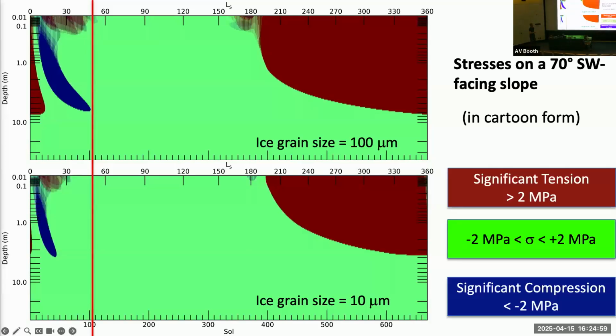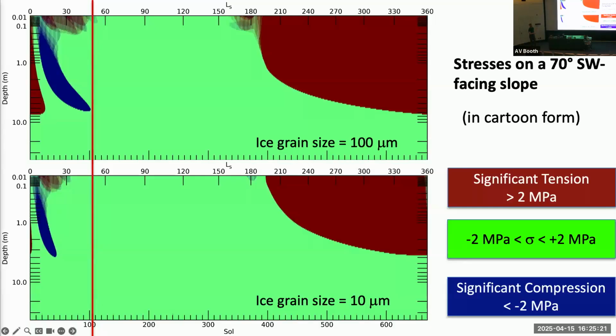And so what I did, I just color coded this so that significant tension, greater than 2 megapascals, is in the brown. Significant compression, less than minus 2 megapascals, is in the blue here. And everything else is just green. It's kind of like meh stresses. There's a lot going on in the upper few centimeters, of course.